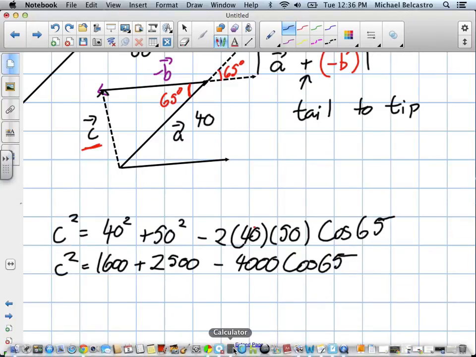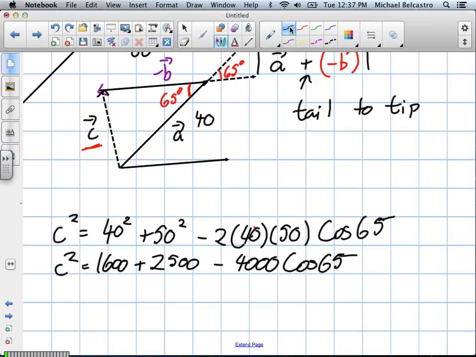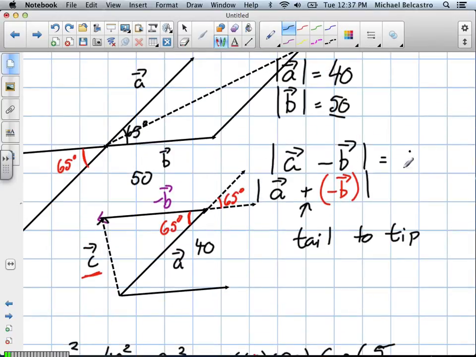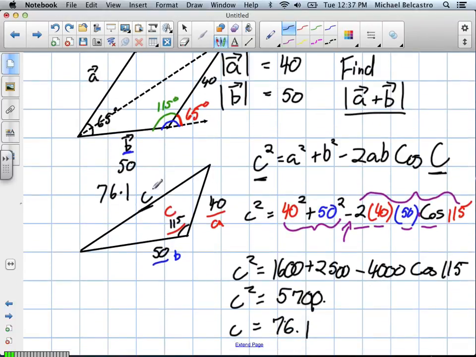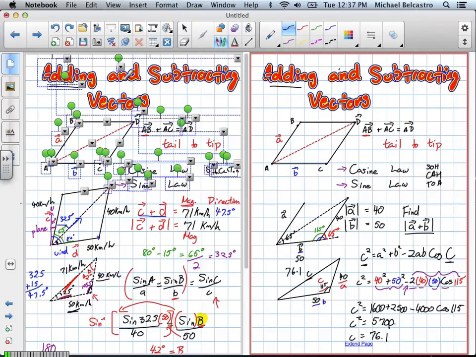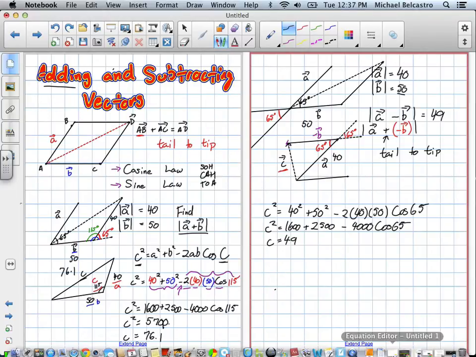I'll do this all in one shot on my calculator, with the square root. So cos 65 times 4,000 when it's negative gives us this value. Then we add 2,500 and add 1,600. Here's our number, and I just have to find the square root, which gives an answer of 49. So our C is 49. The magnitude of these is 49, where in our last answer the magnitude was 76.1. That's the adding and subtracting of vectors.